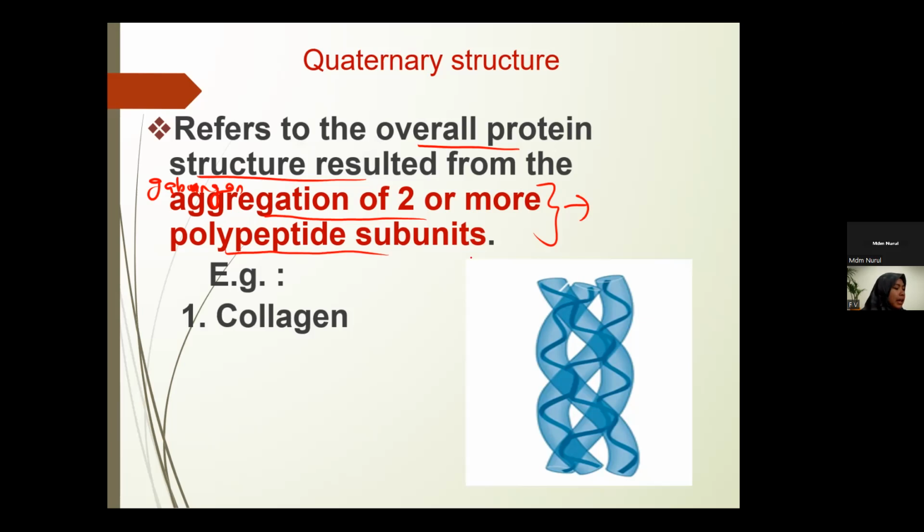Okay, tell me this picture. Berapa aggregation of polypeptide chains? Ada berapa aggregate? Ada 3. So this one is made from 1, 2, 3. 3 aggregates, aggregation of polypeptide chains. Okay.